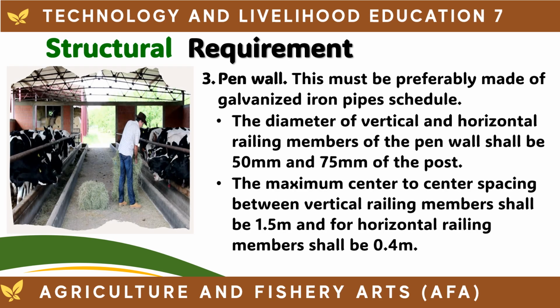The pen wall. This must be preferably made of galvanized iron pipe schedule. The diameter of vertical and horizontal railing members of the pen wall shall be 50 mm and 75 mm of the post. The maximum center-to-center spacing between vertical railing members shall be 1.5 m and for horizontal railing members shall be 0.4 m.